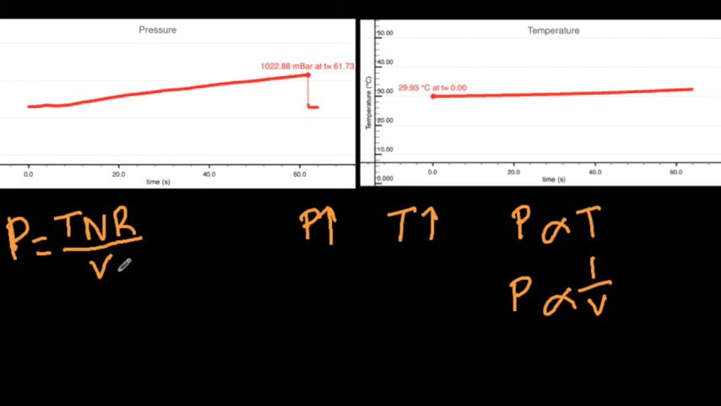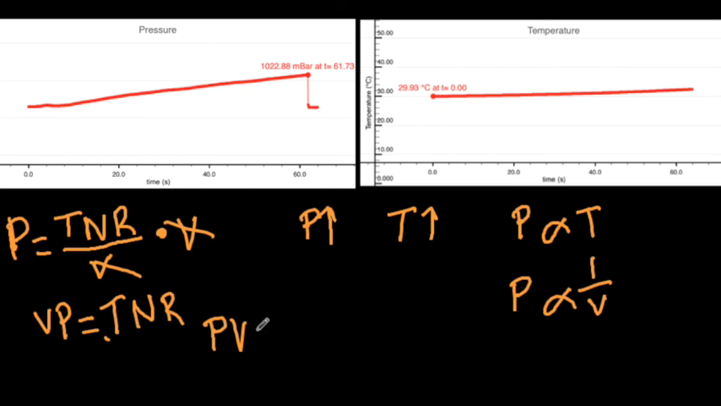So let's get rid of volume on this side of the equation, so you would just have your students multiply both sides by volume. So these would cancel out, and you'd end up with VP equals TNR, which is more commonly written as the universal gas law, PV equals NRT.